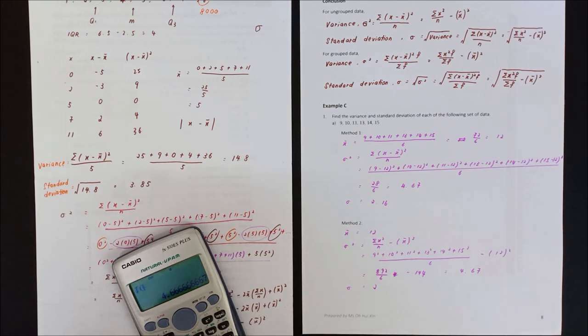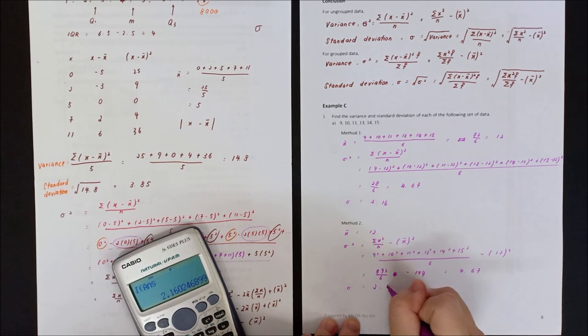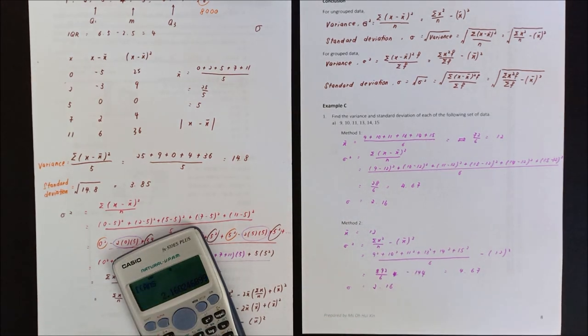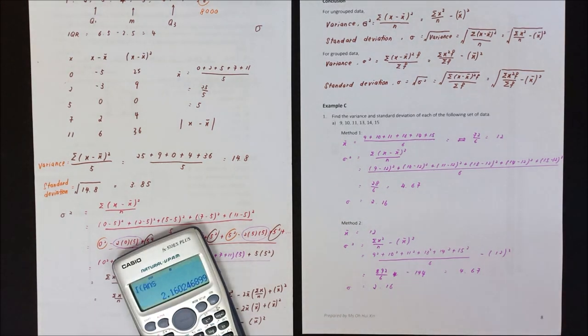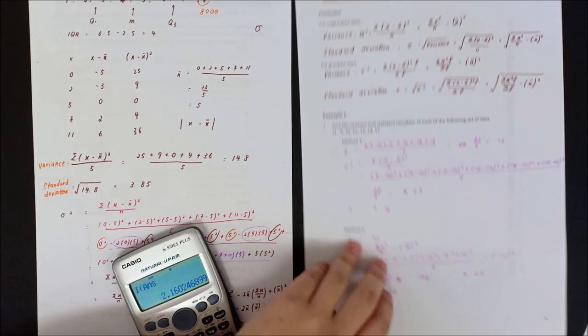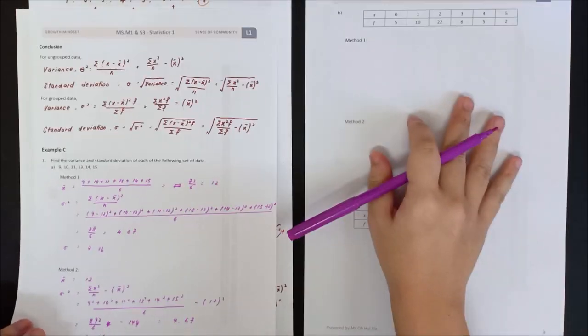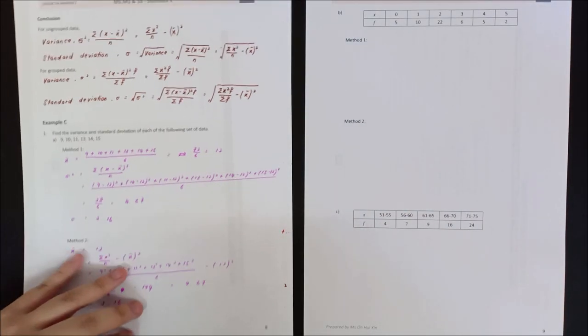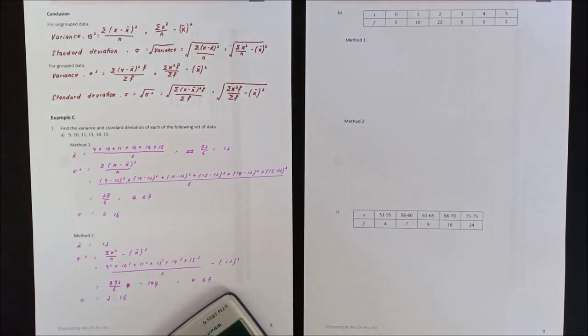Okay, 4 point, then yeah, I'll get 2.16. Okay, so that's the second method. Okay, now we'll be looking at the other question. Okay, so by using the same thing. Okay, so this is the table.